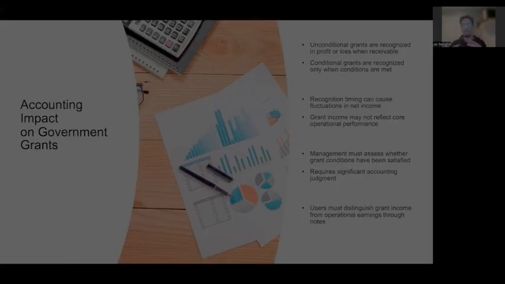So looking at how it impacts the financial statements, the government gives out two kinds of grants. There's an unconditional grant, which is simply recognized in profit or loss as soon as it's received. And the second one is a conditional grant, where you have to wait and defer the income until specific conditions, like meeting production targets, are actually met.